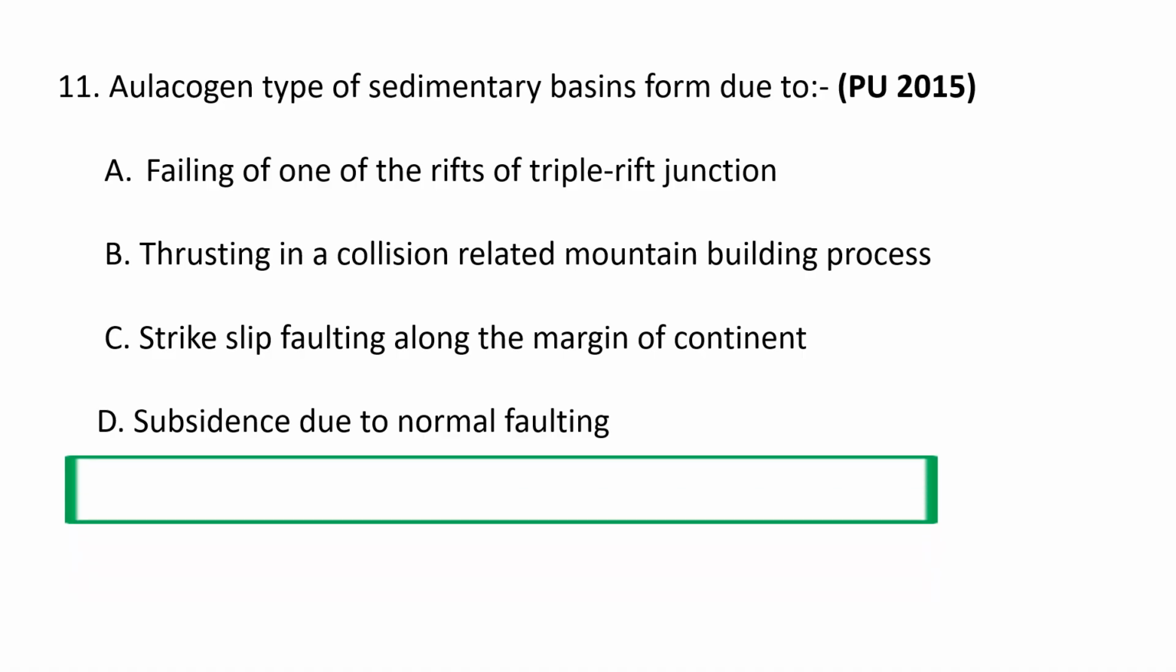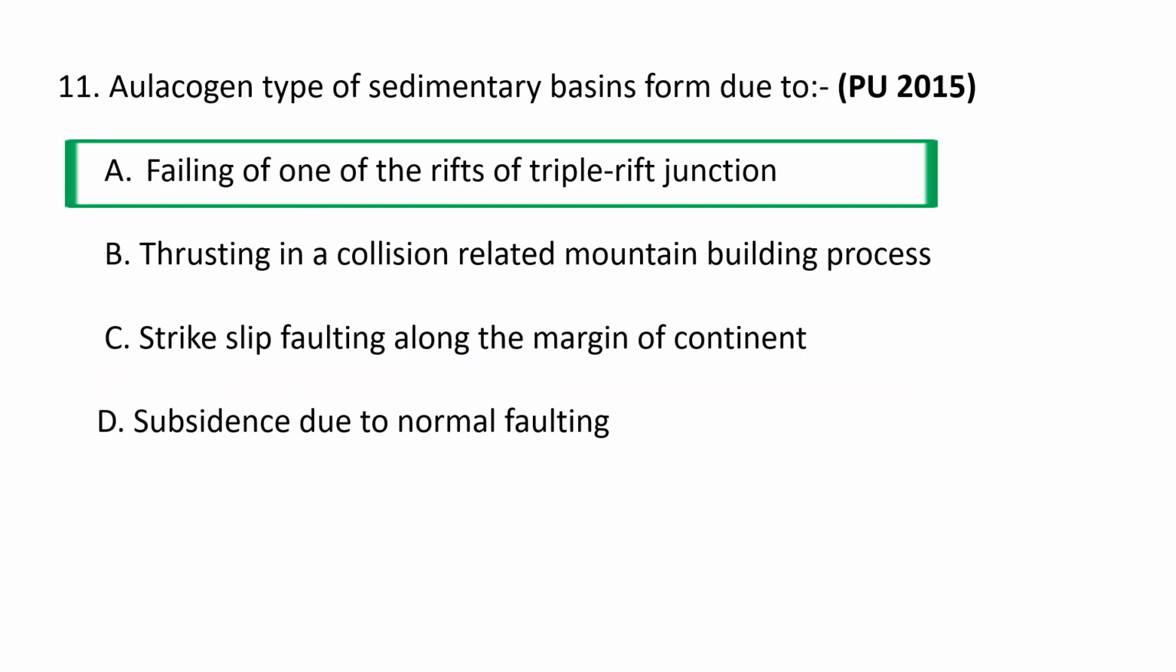So the correct option is failing of one of the rifts of triple rift junction. Aulacogen type sedimentary basins, which are essentially failed arms of a three-armed rift system. So they form due to the divergent plate tectonics and subsequent rifting, where two arms continue to open into the ocean basins, while the third arm fails to do so. So Aulacogen type of sedimentary basins form due to failing of one of the rifts of the triple rift junction. A is the correct option.